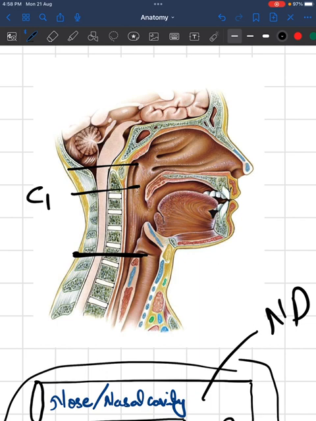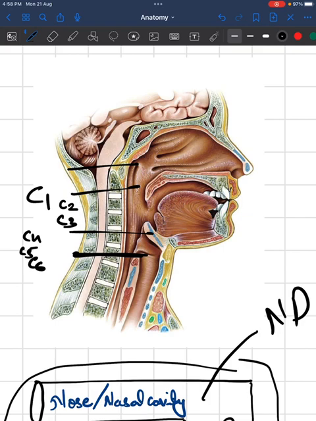Next, the oropharynx extends from the palate till the hyoid bone. Its vertebral relations are C2 and C3. As it's just behind the oral cavity, it is known as the oropharynx. The extension of the hypopharynx, or laryngopharynx, is from the hyoid bone till the cricoid cartilage. It is related to the C4, C5 and C6 vertebrae.